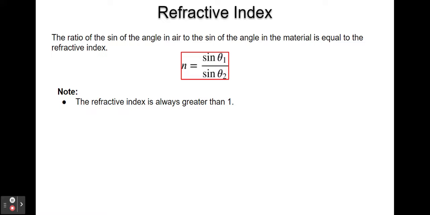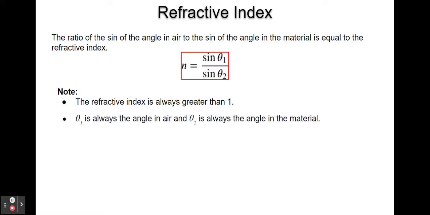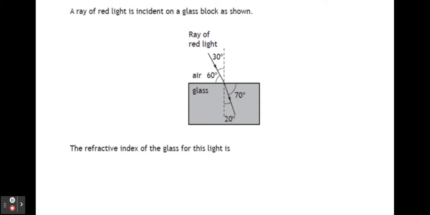So the refractive index will always be more than 1. Theta 1 is always the angle in the air, theta 2 is always the angle in the material, regardless of the directional way the light is travelling. And lastly, theta 1 is always larger than theta 2. The angle in air is always bigger than the angle in the material.